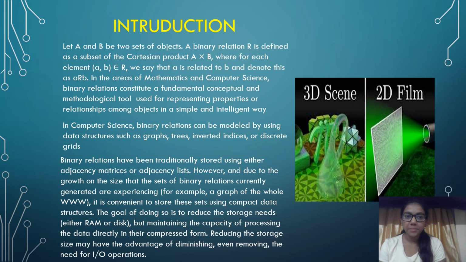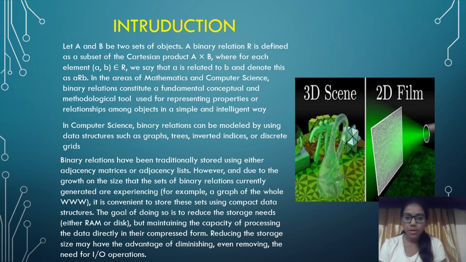Introduction. Let A and B be two sets of objects. A binary relation R is defined as a subset of the Cartesian product, that is A cross B. Therefore, each element (a, b) belongs to R. We say that a is related to b and denote this as aRb. In the areas of mathematics and computer science, binary relations constitute a fundamental conceptual and methodological tool used for representing properties or relationships among objects in a simple and intelligent way.